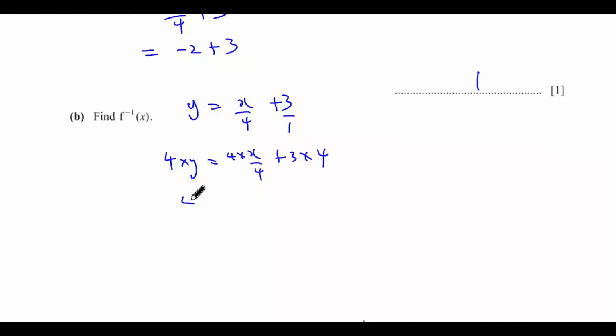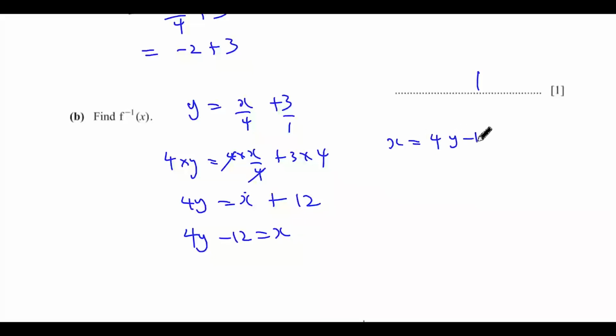So that you have 4y here. 4 will cancel 4 here, and we are left with x, then plus 3 times 4, which is 12. So you can now rearrange to make x the subject of the formula. That means 4y minus 12 equals x, which implies that x equals 4y minus 12. Now let's replace x with f inverse of x and y with x.